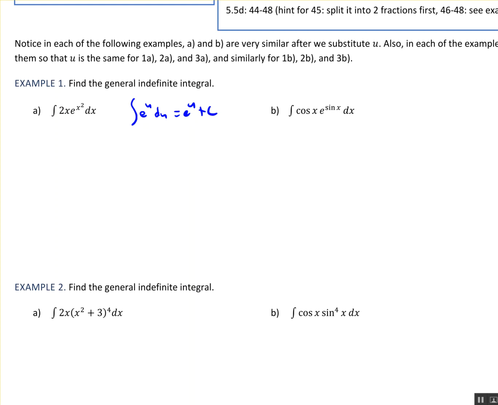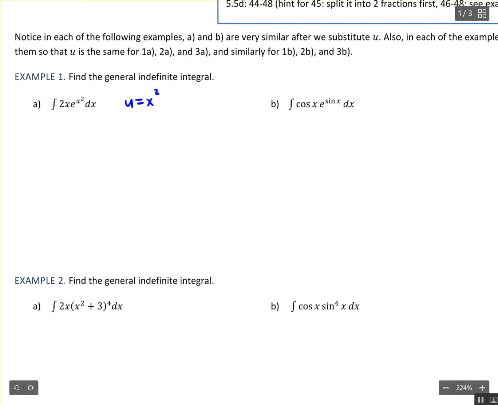Keeping in mind that our goal is to get to e to the u, you might say, well, if we let u equal x squared, that might do the trick. And indeed, in this case, it does. But it's not just enough to get that to e to the u. We need certain things to happen. We need to deal with that 2x. So let's just see what happens.